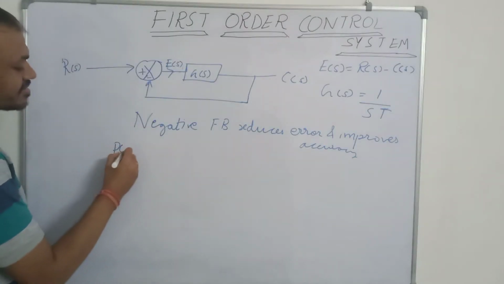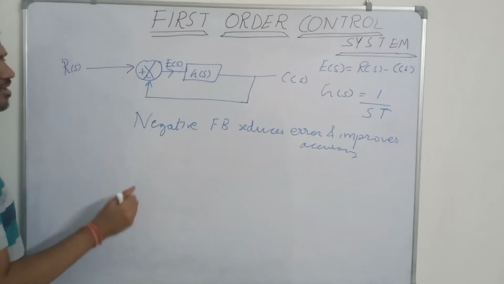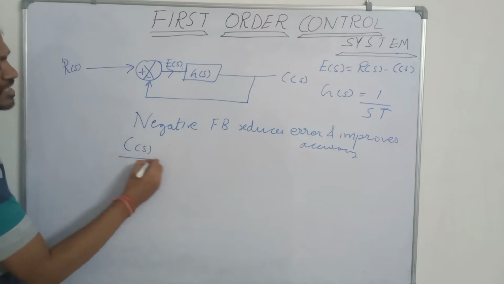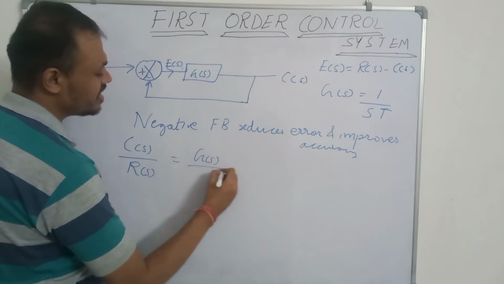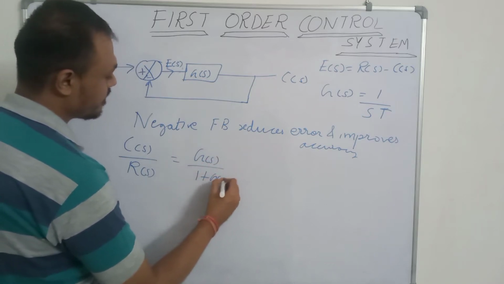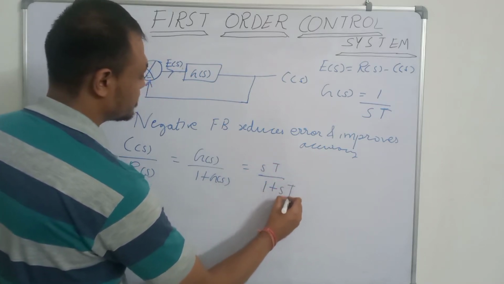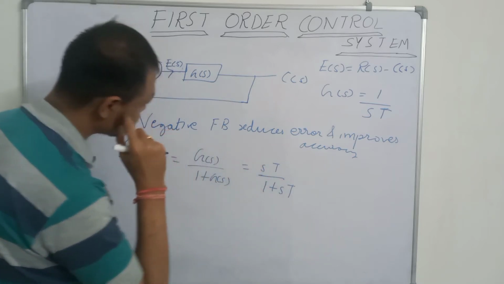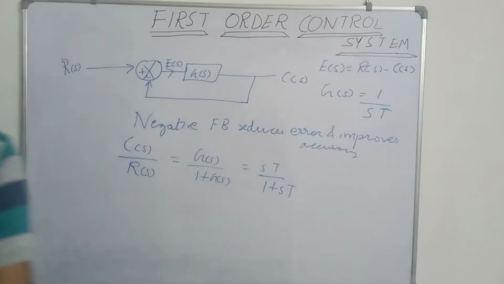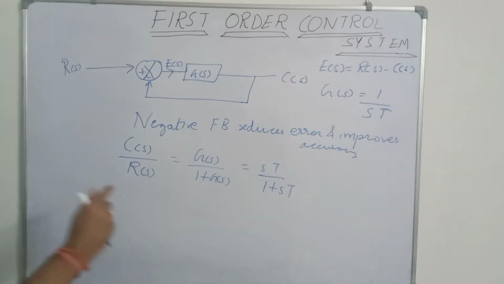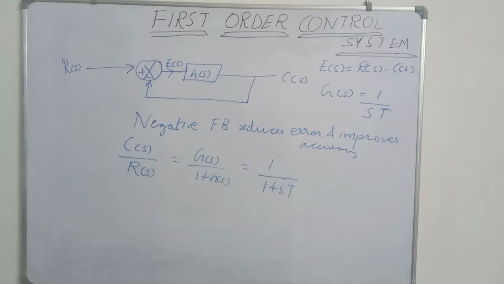If we have to find the pole, first we have to find the transfer function of the closed loop system. The transfer function of the closed loop system is denoted by C of S upon R of S. So it will be equal to G of S upon 1 plus G of S, which is 1 upon ST upon 1 plus 1 upon ST, that is, 1 upon 1 plus ST. So this is the transfer function of the closed loop system.